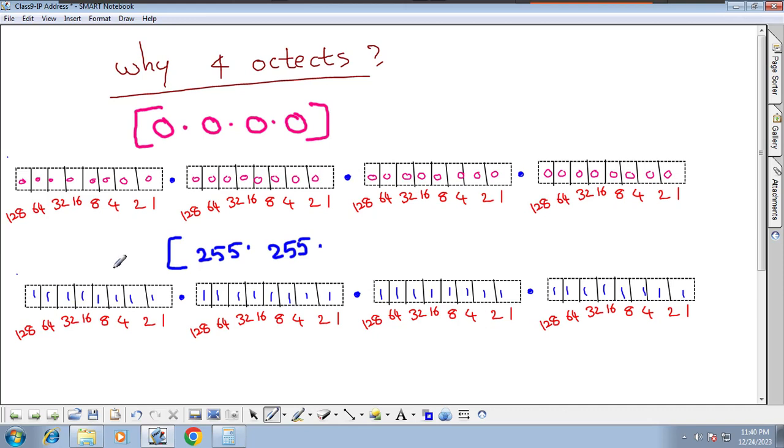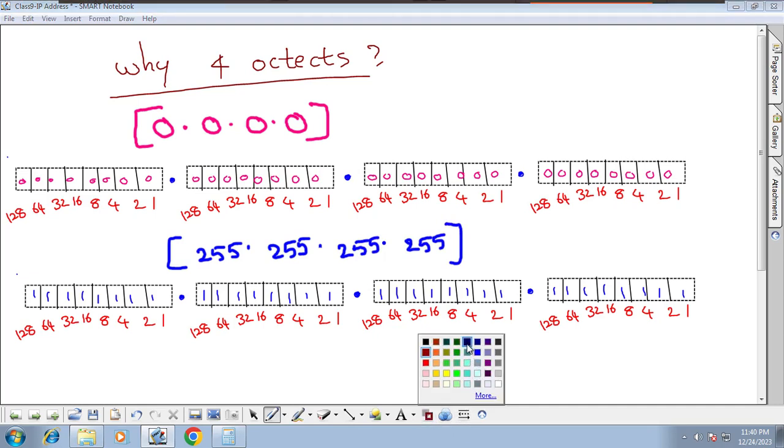If you don't know, please visit our previous videos and attend the first few classes to understand the binary to decimal conversion. Then you will understand this very clearly. 255.255.255.255, any IP address you see in computer networking will be within this range only. 256 is an invalid number. Up to 255 only is okay.